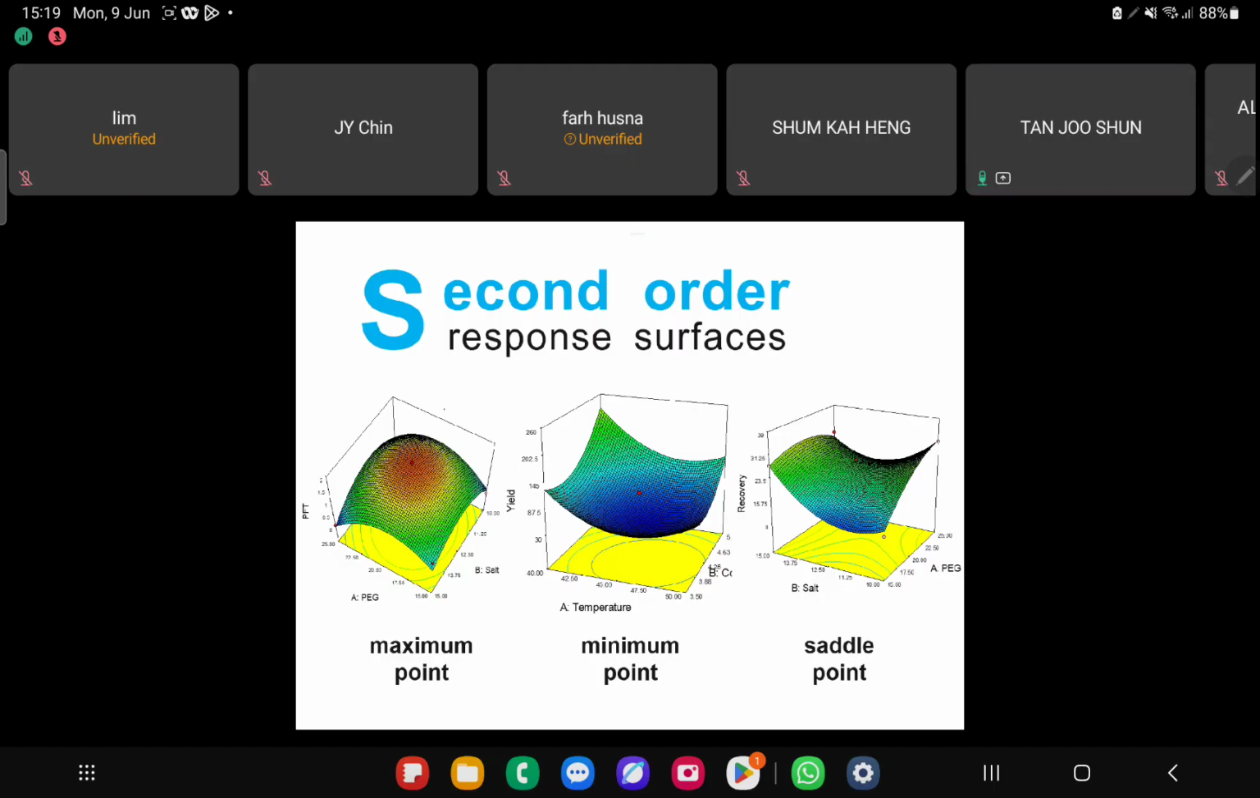In the response surface, the red color is the highest and the blue color is the lowest. A saddle point is not a good response surface, because you do not know where is the highest or where is the lowest. It is not a good range, meaning the range that you selected is wrong. These two are the good models, with a maximum or a minimum.